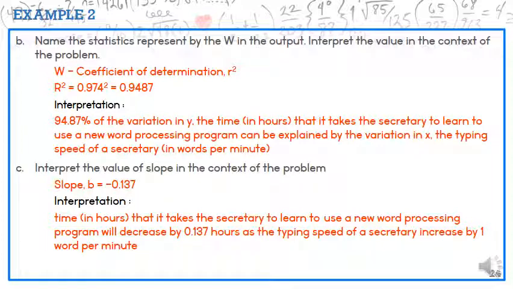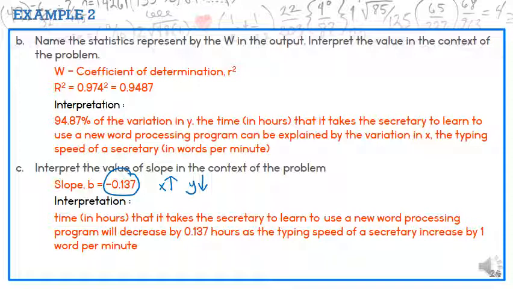Name the statistics represented by W in the output. Interpret the context of the problem. So dalam output tu, W sebenarnya adalah coefficient of determination R, and to find coefficient of determination R squared, simply kuasa duakan your R. So interpret, and then dia suruh interpret the value of the slope. Okay, so here, the slope B, you dapat negative. Means that as X increases by 1 unit, Y will decrease by 0.137.